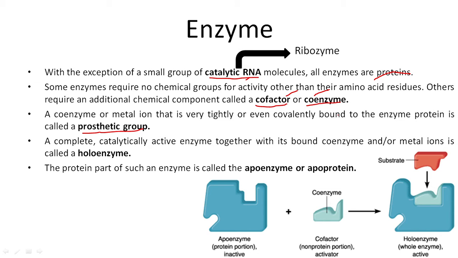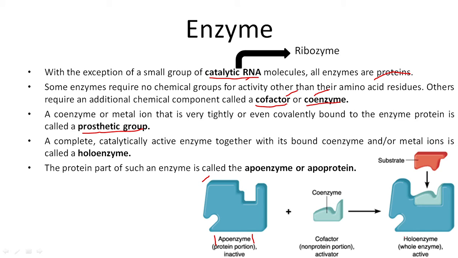So, enzyme is structurally divided into two parts. One is known as apoenzyme. This apoenzyme is only the protein portion of the enzyme. The protein part is known as apoenzyme or apoprotein. So, this apoenzyme is the protein part, only the protein part.